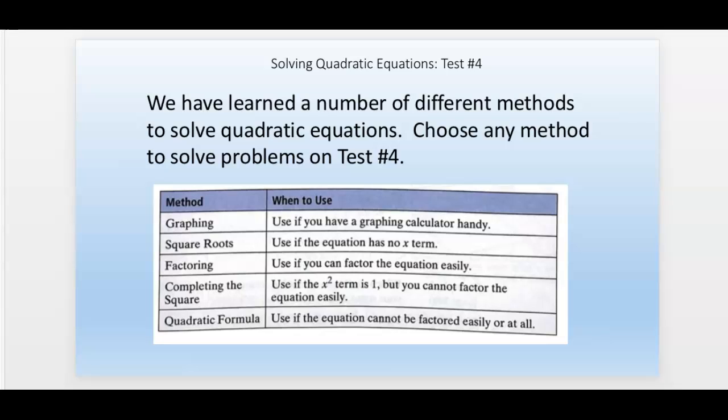Again, we've learned a bunch of different ways to solve quadratic equations. And again, you choose any method you want during this test. All right?